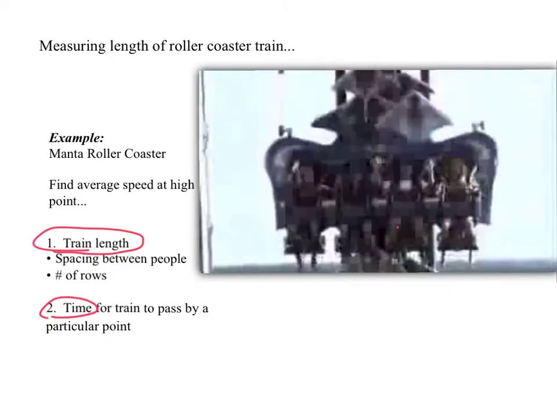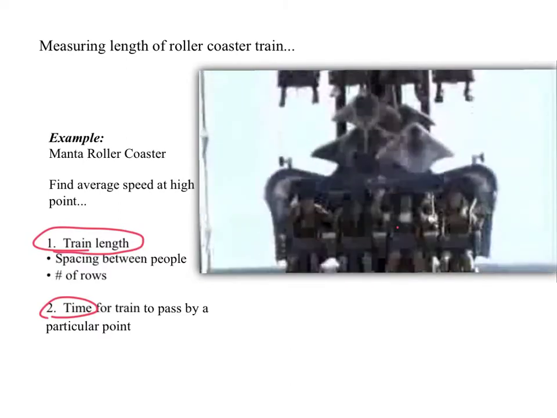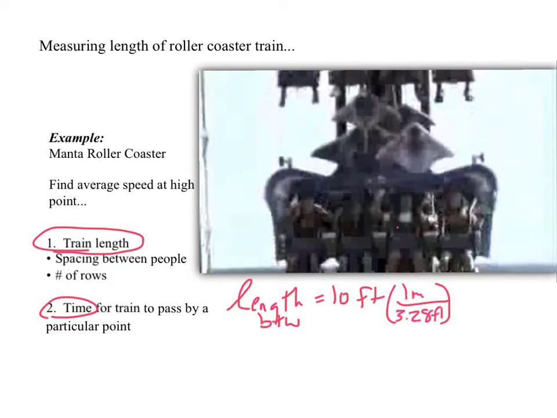Alright. Now, if we look at where our people are at, right about there, let's estimate how far apart it would be from here to there. So in other words, spacing between the rows. And let's just say that the length between them is about 10 feet. And we want to convert that then into meters. If we take our 1 meter equals 3.28 feet, as a result we'll get the spacing between as 3.05 meters.